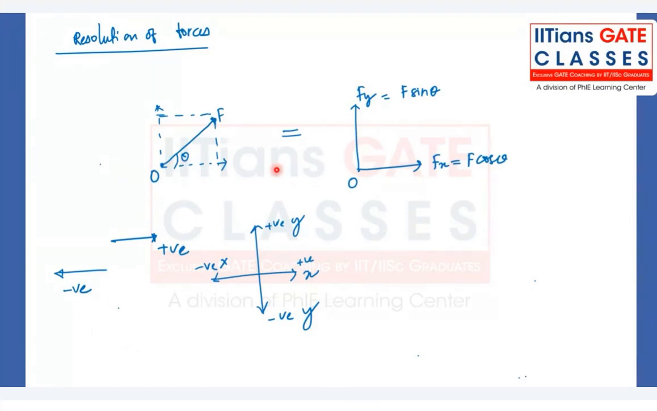Whatever effect is created on the body because of this external force F, acting at angle theta with respect to horizontal at point O, the same effect will be there if you replace this F with its two components, that is Fx and Fy. Fx is the horizontal component, Fy is the vertical component. You are just splitting this force into two components. So Fx will be F cos theta and Fy will be F sin theta, just by using trigonometry, we are writing Fx and Fy.